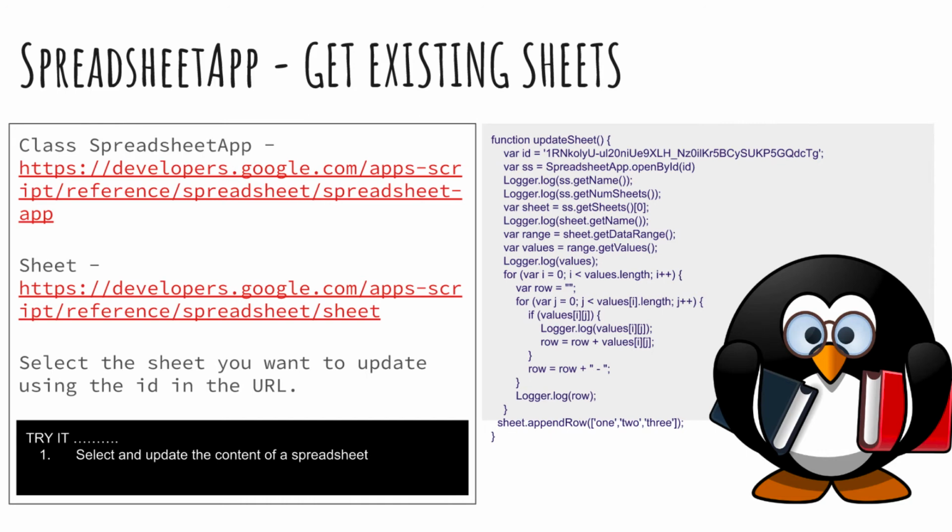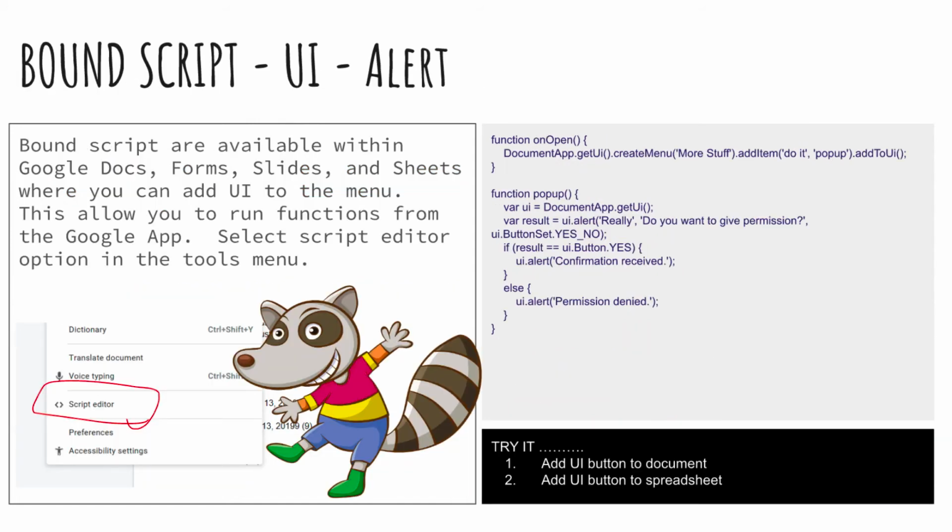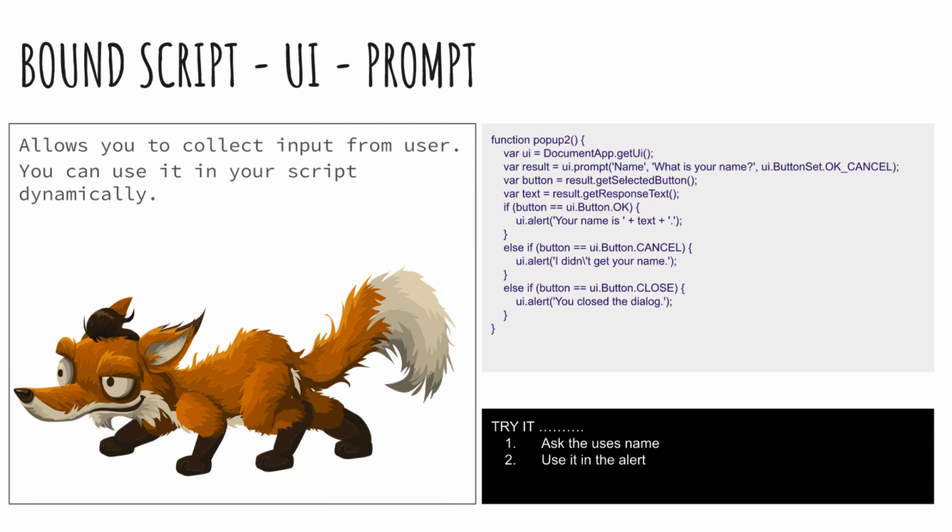Now, there's a lot of things that you can do with Google Apps Script. I'm going to be showing you some of the more common functionality, such as interacting with the UI. You can create additional items within the menu and have those add additional functionality to users. You can also have prompts and alerts.